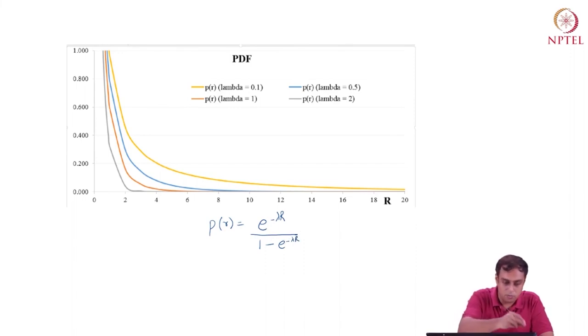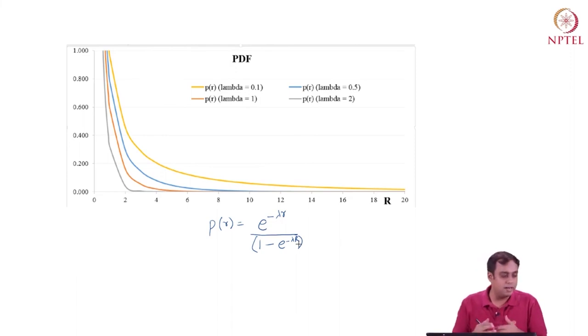Okay. Just a little fumble there, sorry about that. I have e to the power minus lambda r over what I have is k, which is 1 minus e to the power minus lambda capital R. Just be careful that in the numerator I have e to the power minus lambda small r, and in the denominator I have 1 minus e to the power minus lambda times capital R. By the way, there is also a lambda sitting here at the numerator because k is equal to lambda over 1 minus e to the power minus lambda R, right.